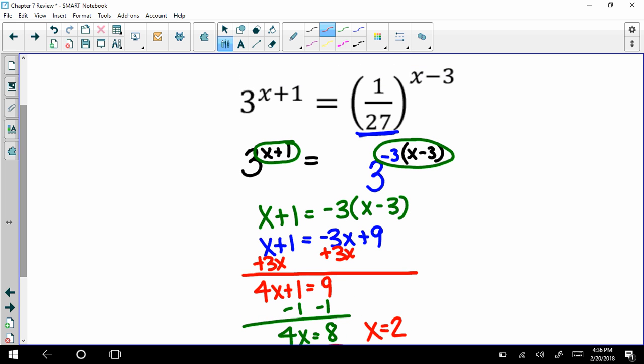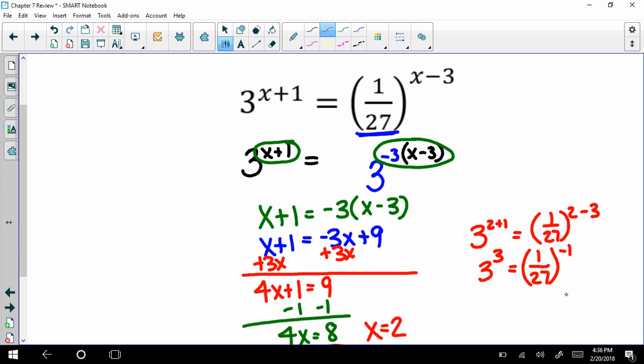Okay, so I'm going to go back to the original and test it out. So 3 to the 2 plus 1, and we're going to see if that equals 1 over 27 to the 2 minus 3. I'm just plugging in this 2 in the x spots. So this would be 3 to the third power, and this will be 1 over 27 to the negative 1 power. Well, 3 to the third is 27. And then to the negative 1 power means you just turn it around, so it's 27 equals 27. It checks. And if you need to, you could have typed this into your calculator, hit equal, type this in your calculator, hit equal, and make sure you get the same number. Okay? All right, next problem.